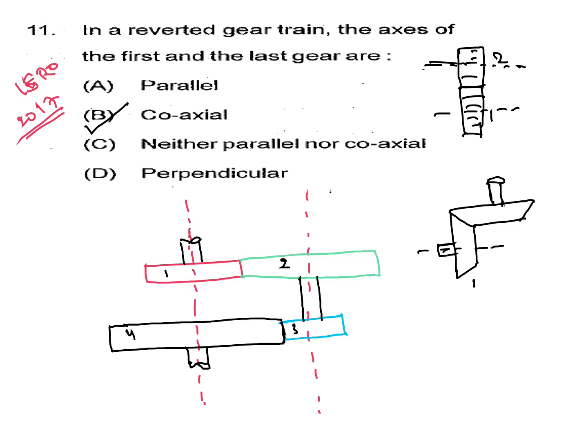But in this case they asked reverted gear train. So first and last gear are coaxial. Here 1 and 4 both are coaxial. For neither parallel nor coaxial, hypoid gears are an example of neither parallel nor coaxial.